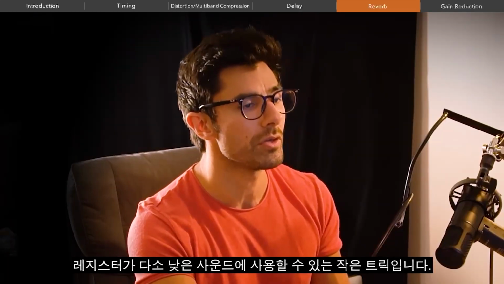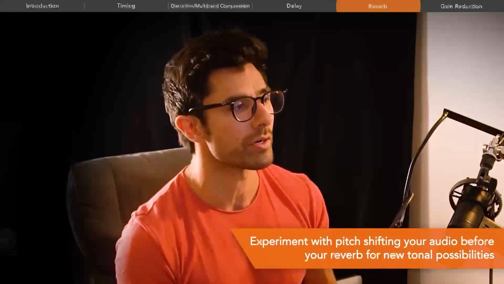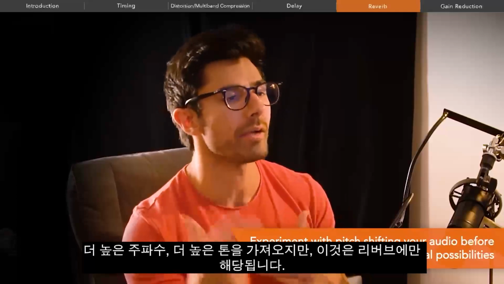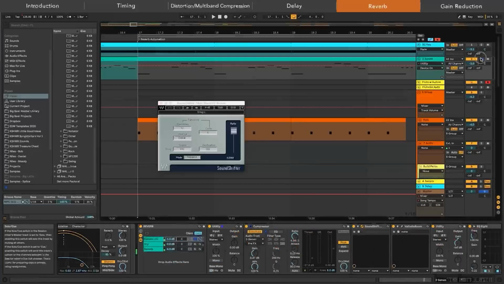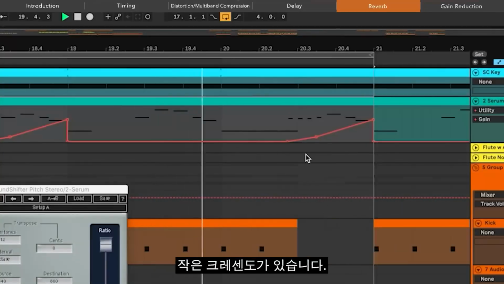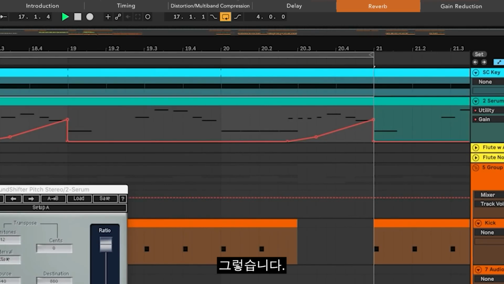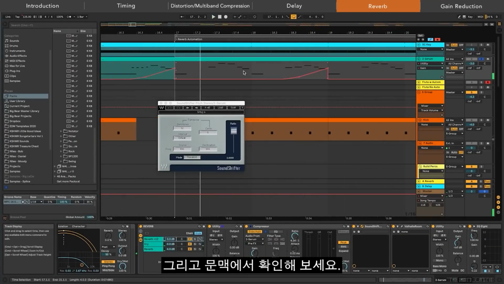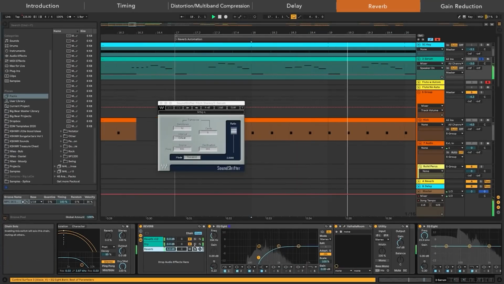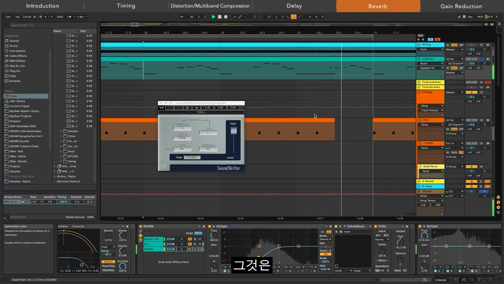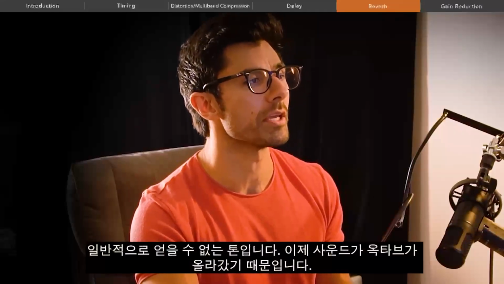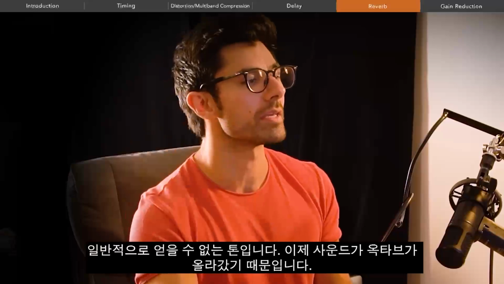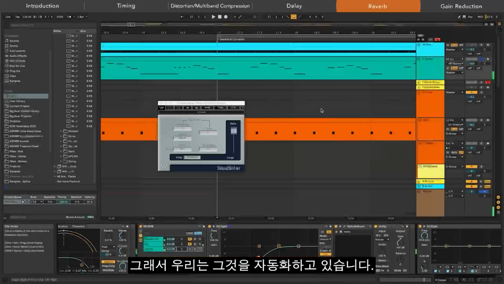It's a little trick you can do on a sound that's sort of low in its register to bring in higher frequencies, higher tones, but that only happens through the reverb. So check this out if we solo it. It has these little crescendos it does. Now check it out in the context. It creates a sweep, almost like a reversed reverb kind of feel. And it's giving you new tones that you don't generally get because now the sound is plus an octave. So we're automating that up.